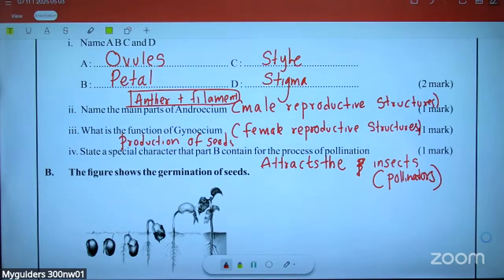Okay, guys, right. So look at the next figure. The next figure shows a very special process. We call this germination. Germination of seeds. Right? The process of germination.